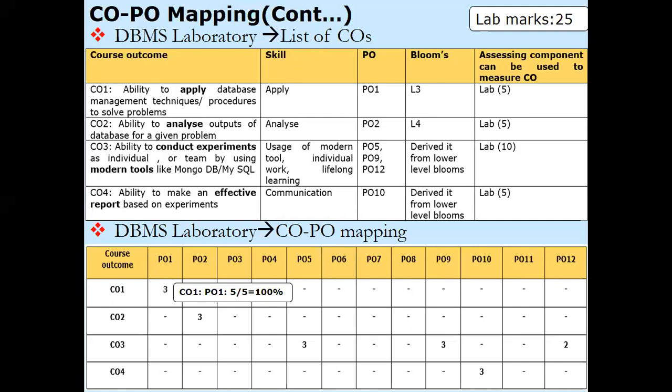CO1 is mapped to PO1, which is nothing but apply level. It's allocated 5 marks in the sense of procedure. 5 divided by 5 is 100%. It is level 3. Now CO2 is mapped with PO2, meaning analyze level, and it is allocated 5 marks, based on the output.